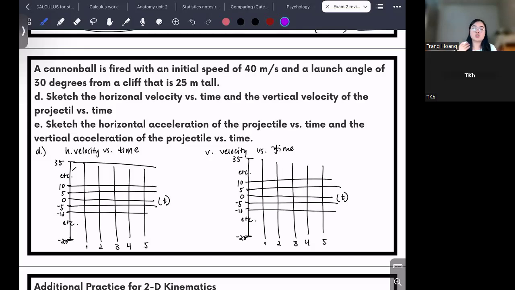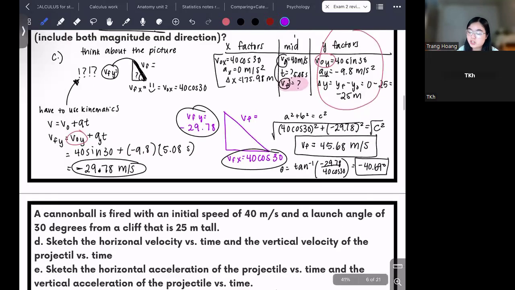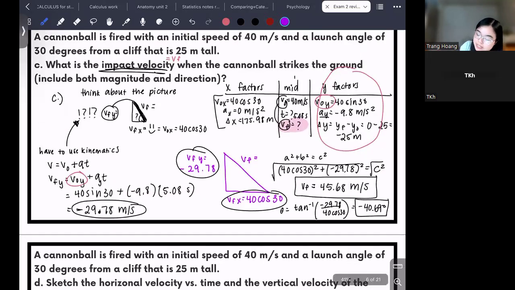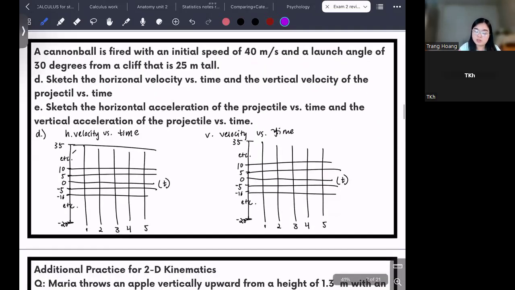Okay, so we're going to do letter D. It says to sketch the horizontal velocity versus time and the vertical velocity of the projectile versus time. So we talked about horizontal velocity earlier, and we talked about how it's my favorite. But we're going to do this in context of the problem. So I'm going to go back to this little table, and I see right here that I put horizontal velocity as 40 cosine 30. So I guess I have to solve it.